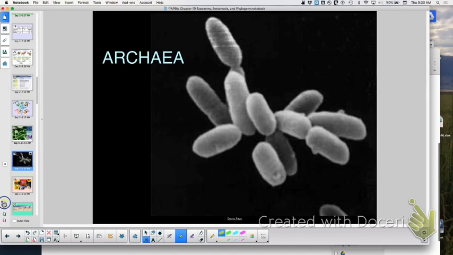The variations in the membrane and the wall probably allow them to function at high temperatures. And they have some introns and some histones like eukaryotes. Okay, come back to me.